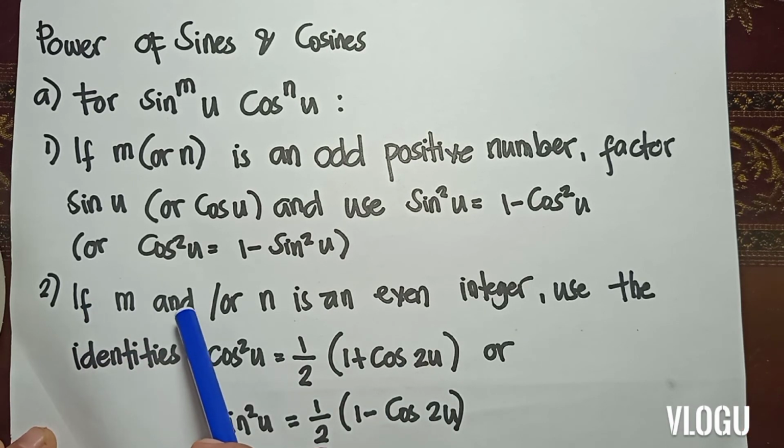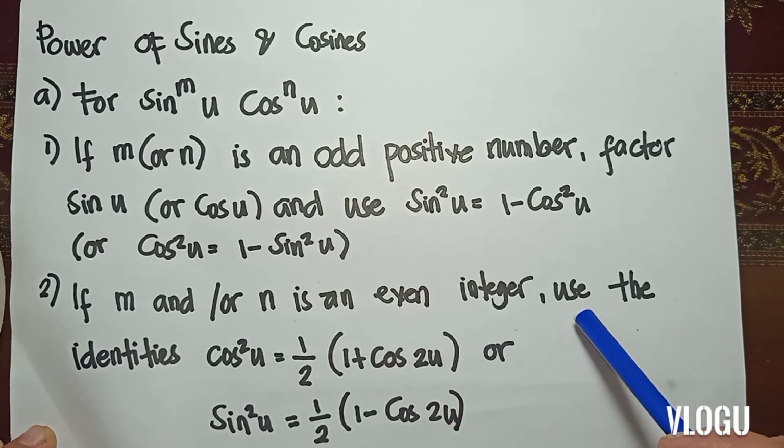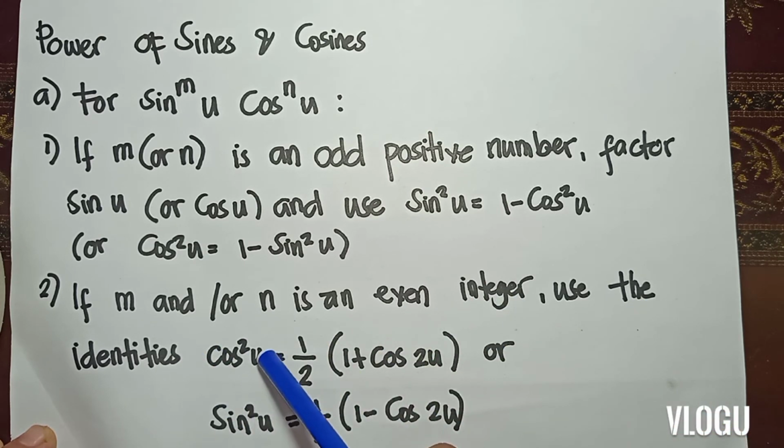If m and/or n is an even number, use the identities cosine squared u is equal to 1/2 (1 plus cosine 2u), or sine squared u equal to 1/2 (1 minus cosine 2u).